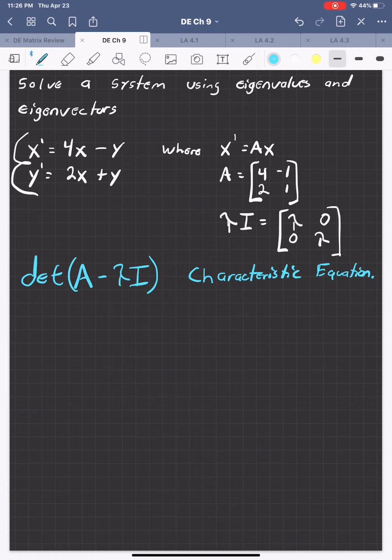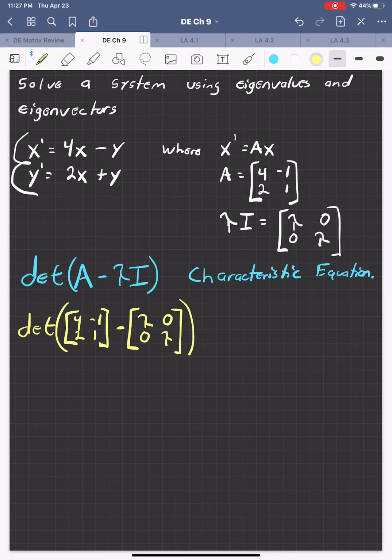All right, so what I'm going to do is go ahead and fill in some information. I'm going to plug in what I know about A and what I know about lambda I. So let's do that. Now we would have the determinant of [4, 2; -1, 1] minus [lambda, 0; 0, lambda], and we know that that's equal to 0.